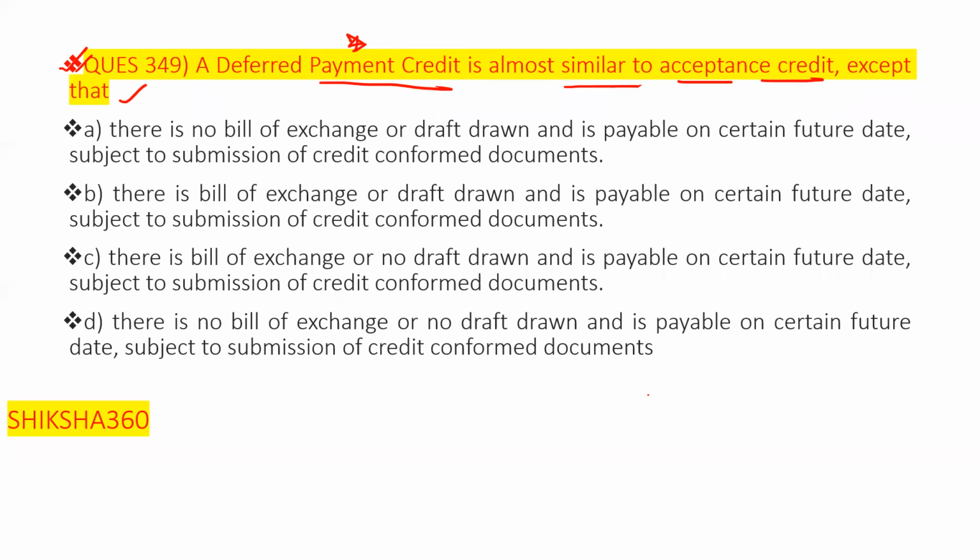Second option: there is a bill of exchange or draft drawn and it is payable on a certain future date, subject to submission of credit confirmed documents. Third: there is a bill of exchange or no draft drawn and it is payable on a certain future date, subject to submission of credit confirmed documents. Fourth: there is no bill of exchange or no draft drawn and it is payable on a certain future date, subject to submission of credit confirmed documents. Please go through this question very carefully.